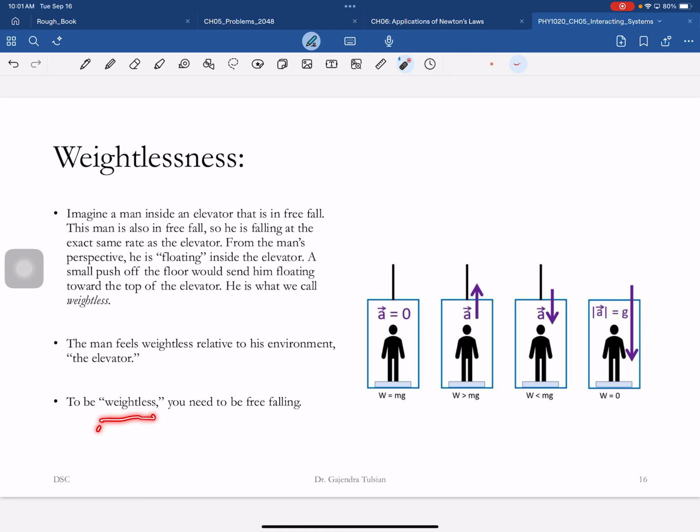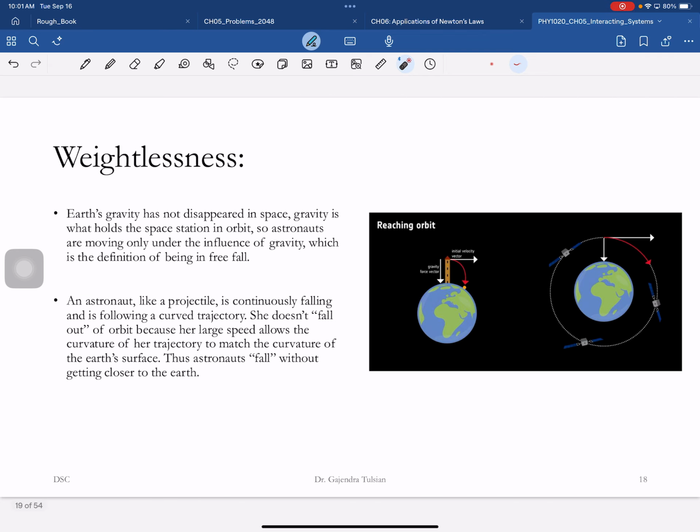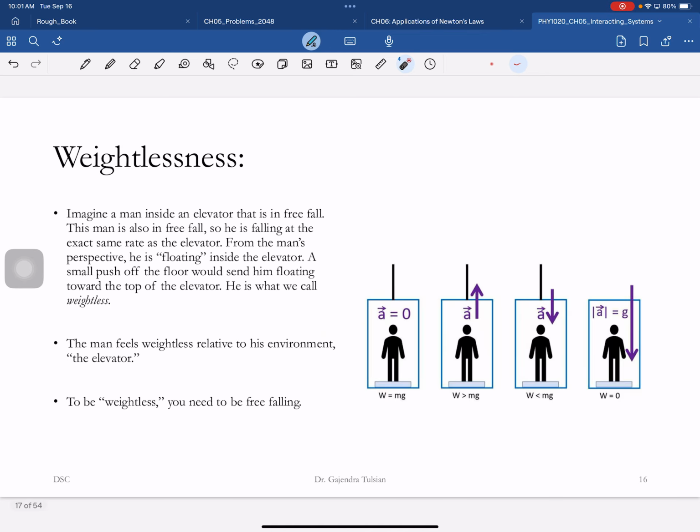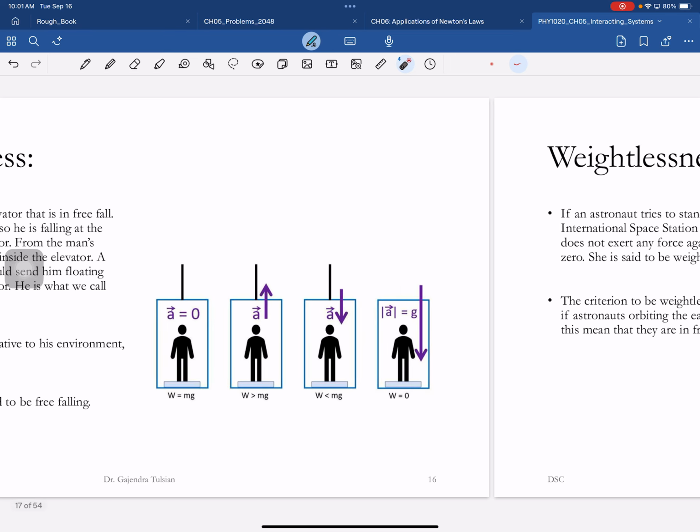To be weightless, you need to be free falling. Free falling means gravity is the only force acting on you. When you're on a parabolic trajectory, gravity is the only force acting on you. In level flight, there's lift and gravity, and so you're not weightless. So you need to be free falling.